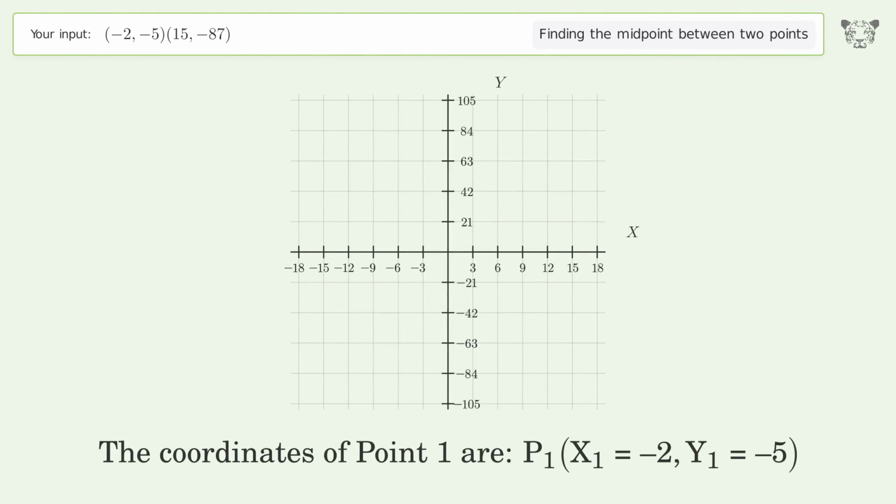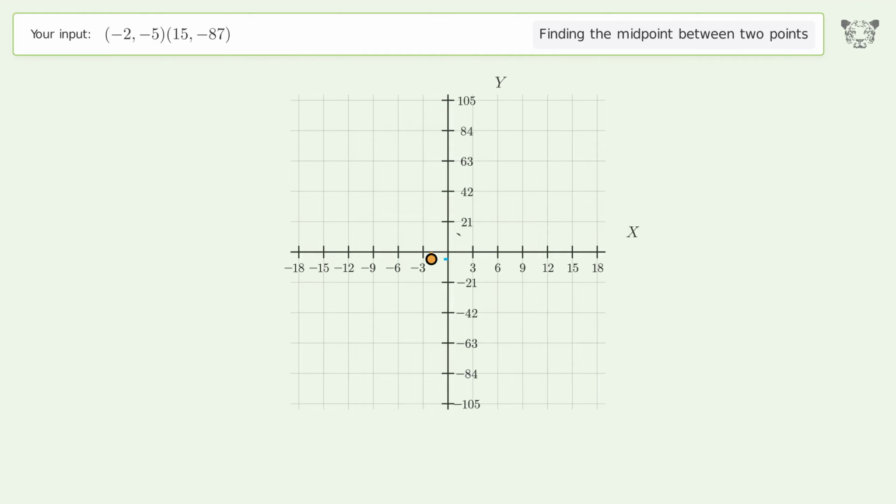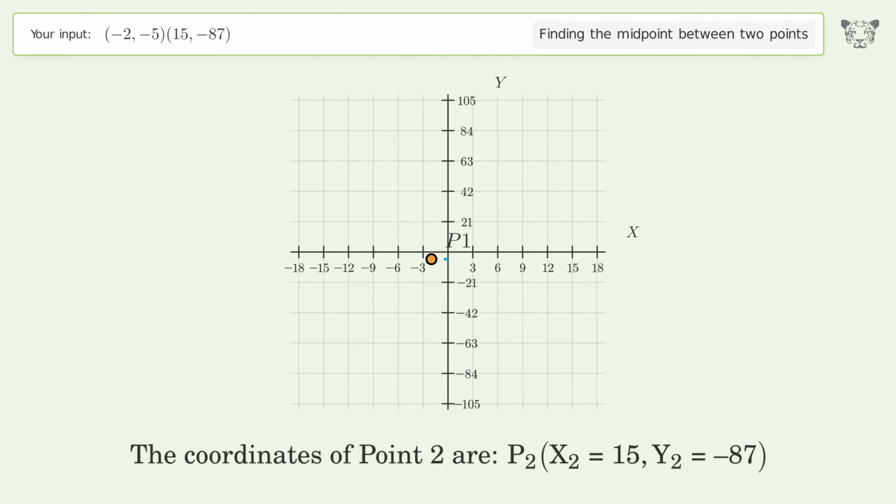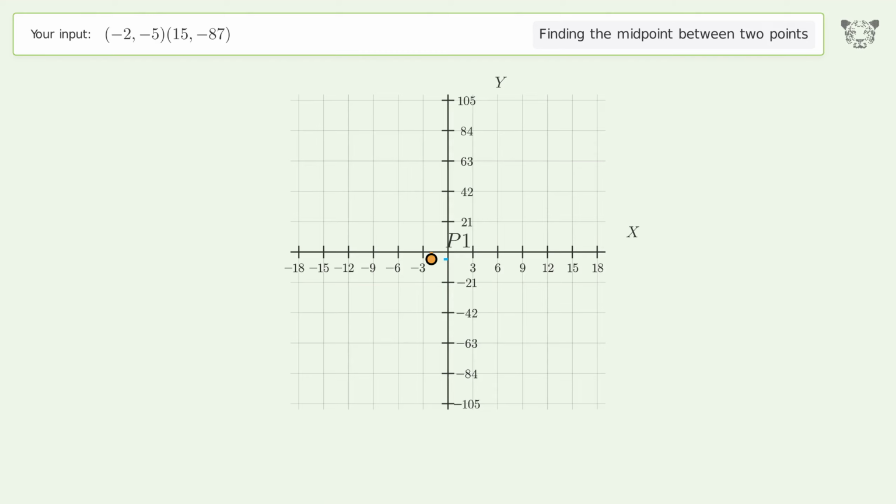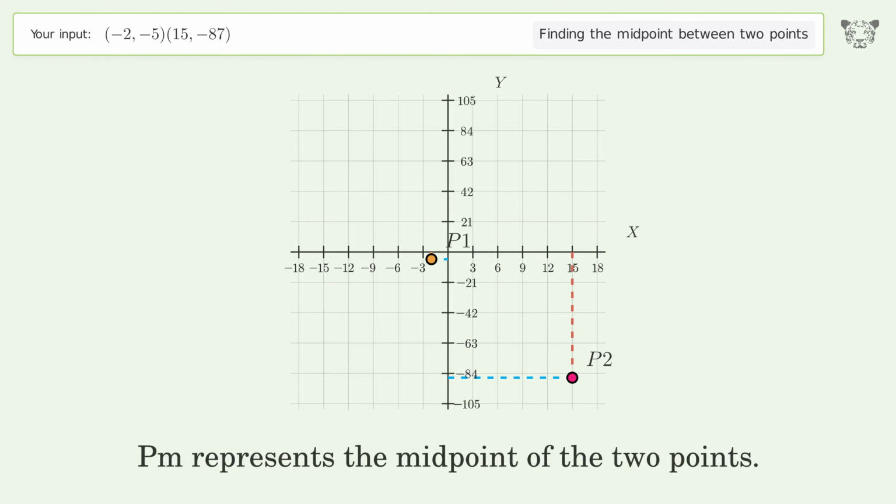The coordinates of point 1 are x1 equals -2, y1 equals -5. The coordinates of point 2 are x2 equals 15, y2 equals -87. PM represents the midpoint of the 2 points.